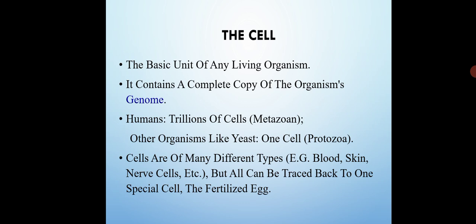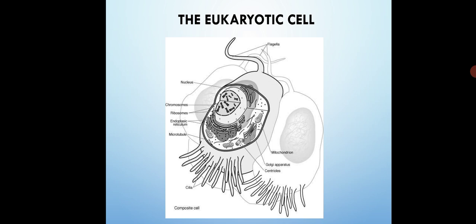Cells are of many different types, like blood cells, skin cells, nerve cells, etc. But all can be traced back to one special cell, like the fertilized egg cell. This is the structure of a eukaryotic cell.